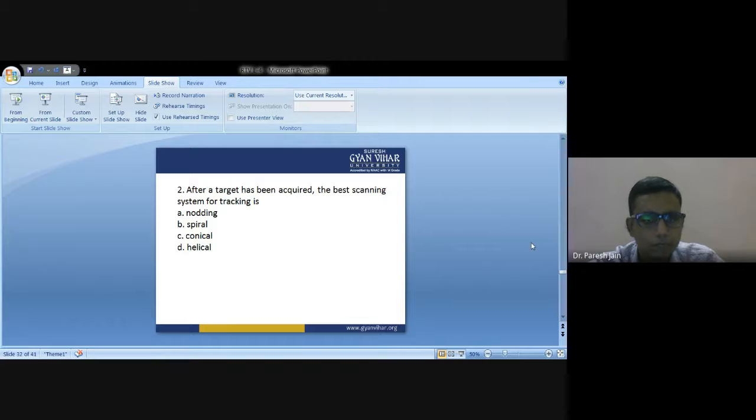Second question, after a target has been acquired, the best scanning system for tracking is.